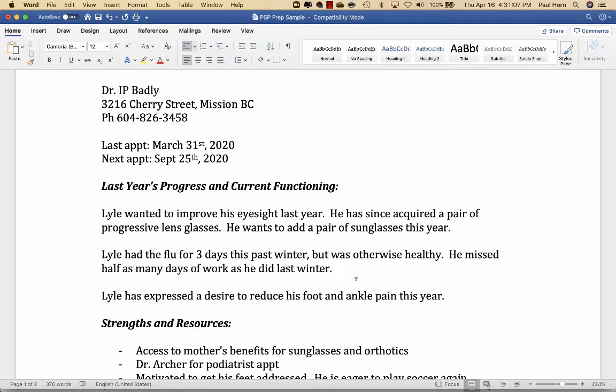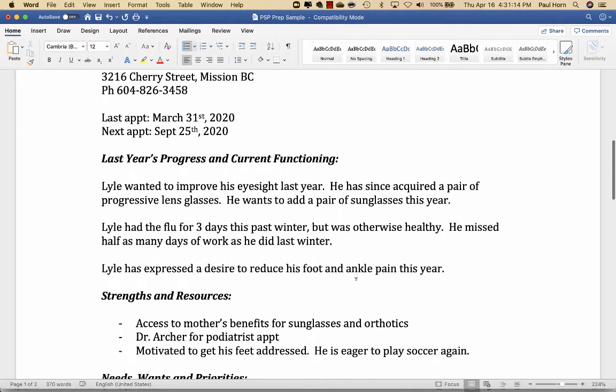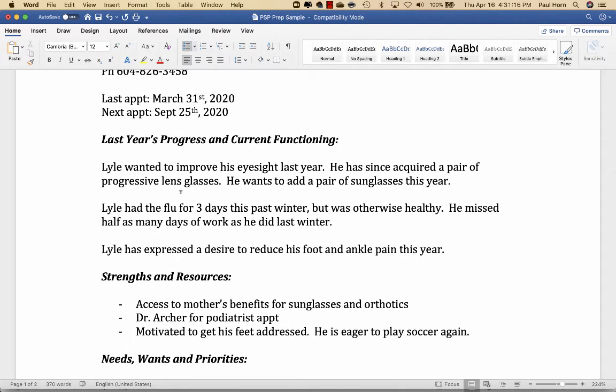That also includes input from other stakeholders, such as the doctors, other family members, or the supported person, him or herself. In this case, we say Lyle wanted to improve his eyesight last year. That was his goal. And then we talk about him since acquiring a pair of progressive lens glasses and now saying he wants to get a pair of sunglasses this year. We talk about his overall health and say that he was otherwise healthy except for a few days of the flu. And so there's no real need there. And he has talked about having a desire to reduce his foot and ankle pain.